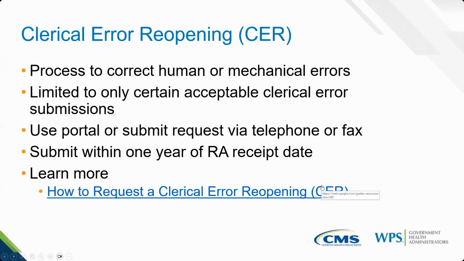I want to give you some examples of clerical error reopening submissions, those that are acceptable. This would include a mathematical or computational mistake. Perhaps there was a transposed procedure or even diagnosis code, inaccurate claim or data entry, misapplication of a fee schedule, or other computer errors. These are all examples of acceptable clerical error submissions.